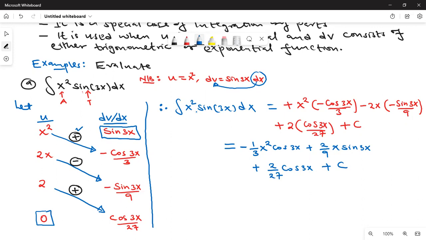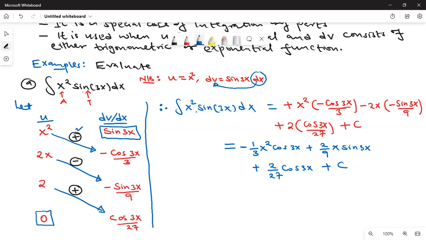If you were to use integration by parts directly, you would have made 3 substitutions. In the first case, u is equal to x squared. Another one, u is equal to 2x. Another one, u is equal to 2. So that will be cumbersome. And so to simplify your work, use tabular integration. Every time you see a polynomial as your function u, then think of tabular integration. It is easier than integration by parts.